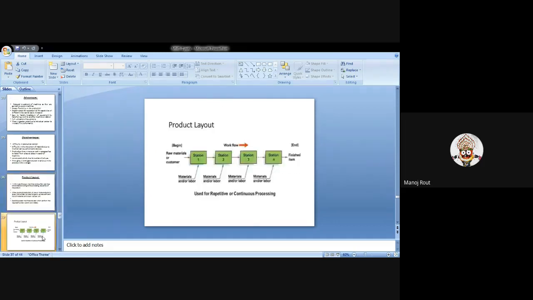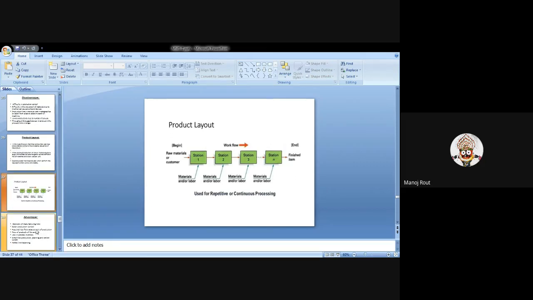So here is the schematic view of repetitive and continuous processing as far as production is concerned. There are four workstations, and each workstation contains materials and variables. The raw material starts directly from the beginning point, and it is passed from workstation 1 to the second workstation, then the third workstation, then the fourth, and finally the finished product reaches the end point. So this is known as product layout.